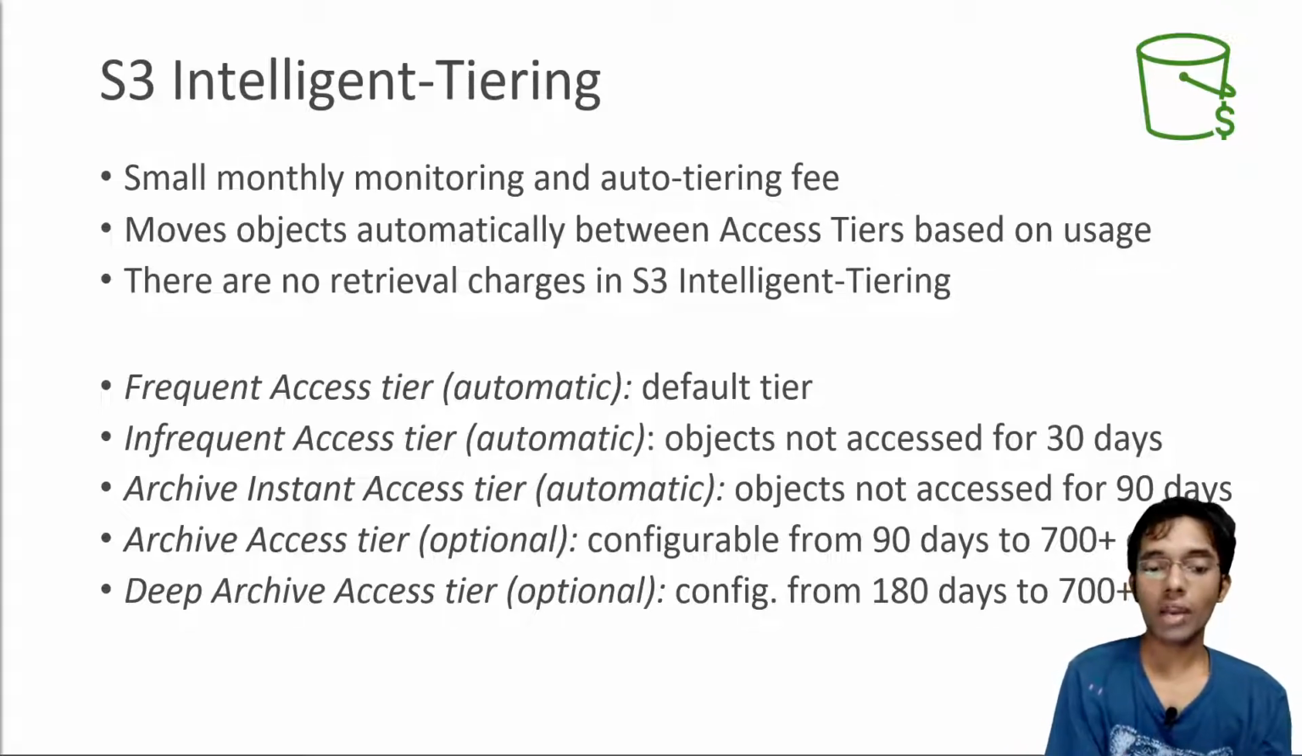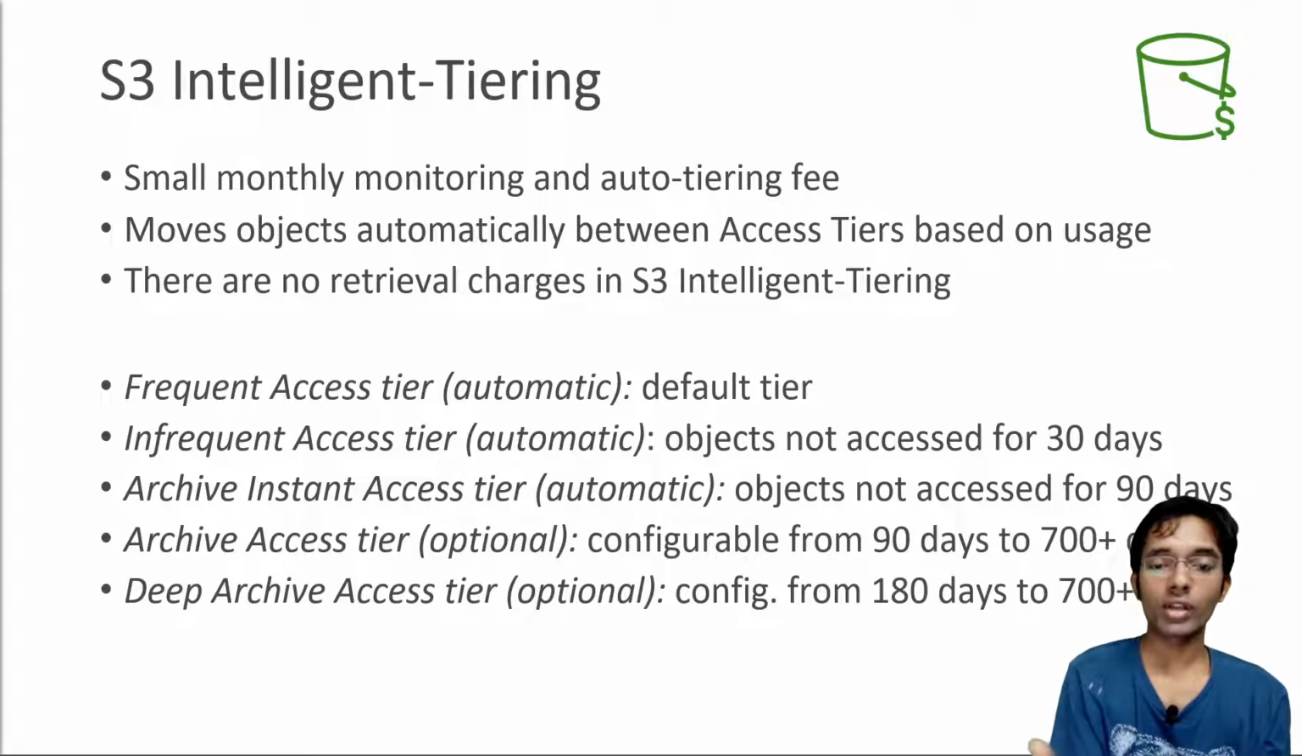And then the archive access tier, that's optional, and you can configure it from 90 days to 700 plus days. And then you have the deep archive access tier, also optional, that you can configure for objects that haven't been accessed between 180 days to 700 plus days. So S3 Intelligent Tiering is really to allow you to just sit back and relax, where S3 moves objects for you. If you compare all the storage classes, you don't need to remember these numbers, but it's just for you to make sense of what they are.